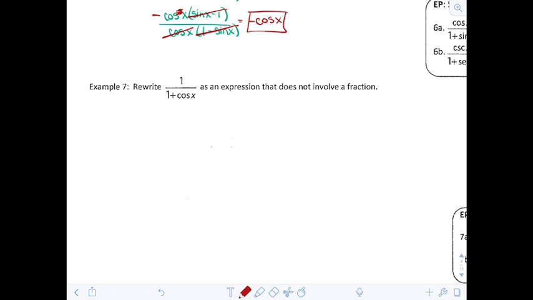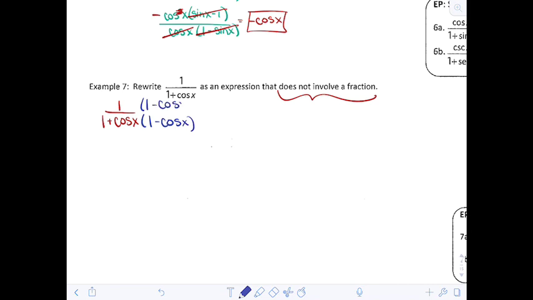Rewrite 1 over 1 plus cosine of x as an expression that does not involve a fraction. So this kind of looks pretty simple. It's only got cosine, not too crazy, but we want something that has no fractions. So it might look a little more complicated, but again, no fractions. So if I have 1 over 1 plus cosine, if I want to not involve a fraction, I need to start to get rid of that 1 plus cosine of x. So I'm actually going to multiply by the conjugate, 1 minus cos x.